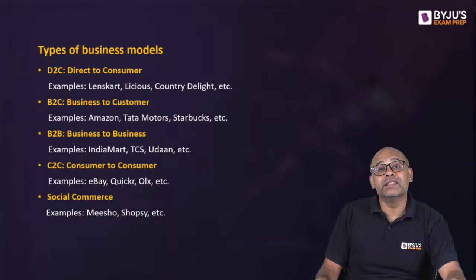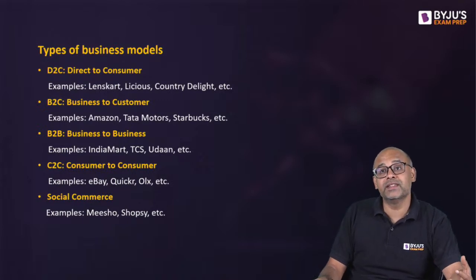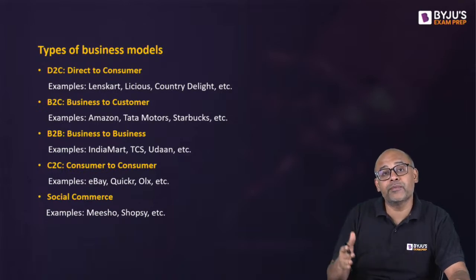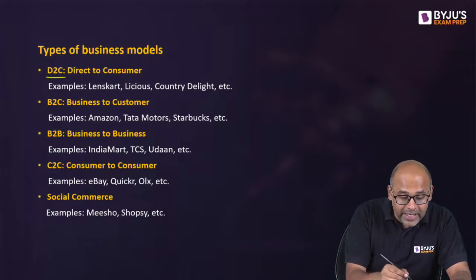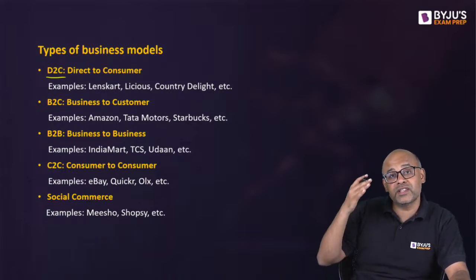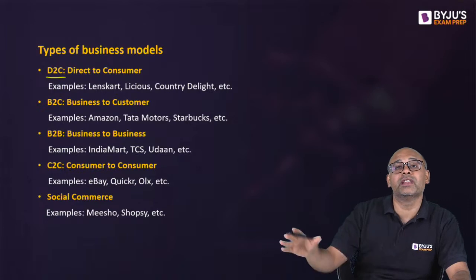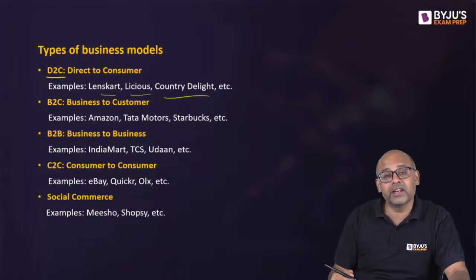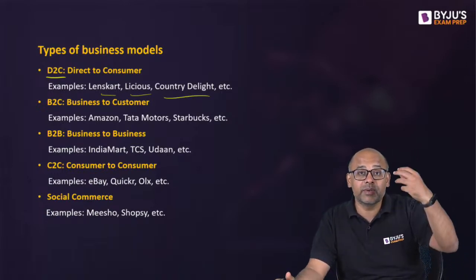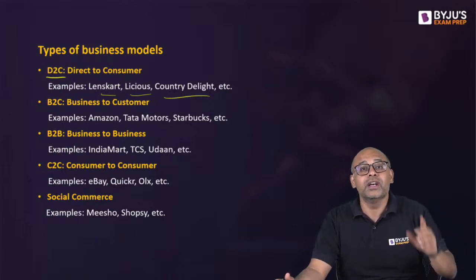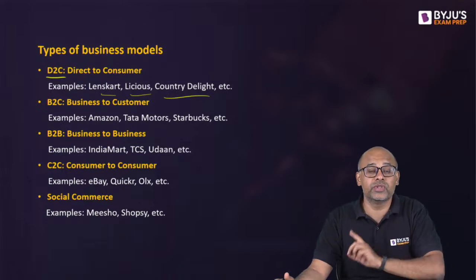Now, when businesses are doing their business, they can do business in multiple ways. What are these different types of businesses? One is D2C, direct to consumer. What does it mean? It's a type of business which reaches out directly to the consumer without any third party in between. The best examples are Lenskart, Licious, Country Delight. So you are reaching out to the customer directly, they will come to your platform or to your shop, they will buy things and then they'll go. It's called direct to consumer, D2C.